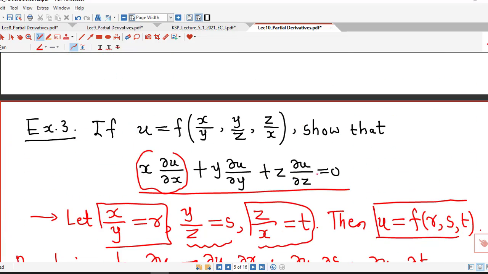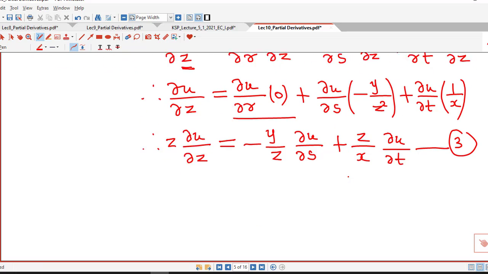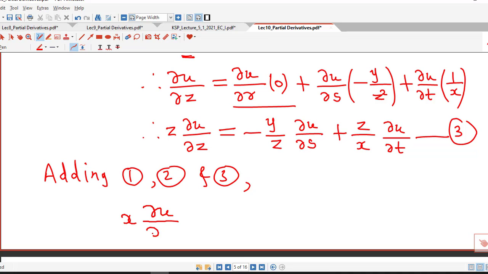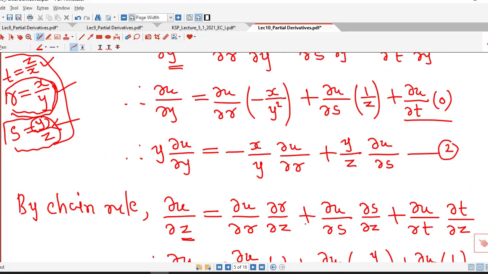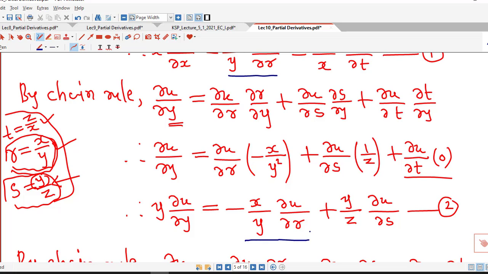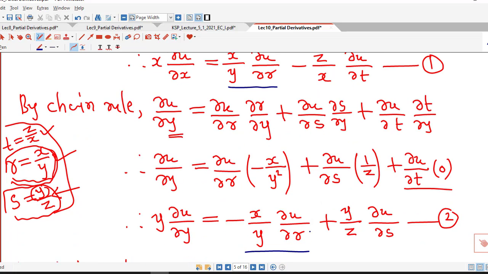Now we have to show that addition of these three equations is 0. In the next step we have to add equations 1, 2 and 3, so adding 1, 2 and 3, left hand side is x del u by del x plus y del u by del y plus z del u by del z. Now we check whether the terms on the right hand side cancel each other or not. So we consider this one x by y del u by del r, so it will cancel out with minus x by y del u by del r.